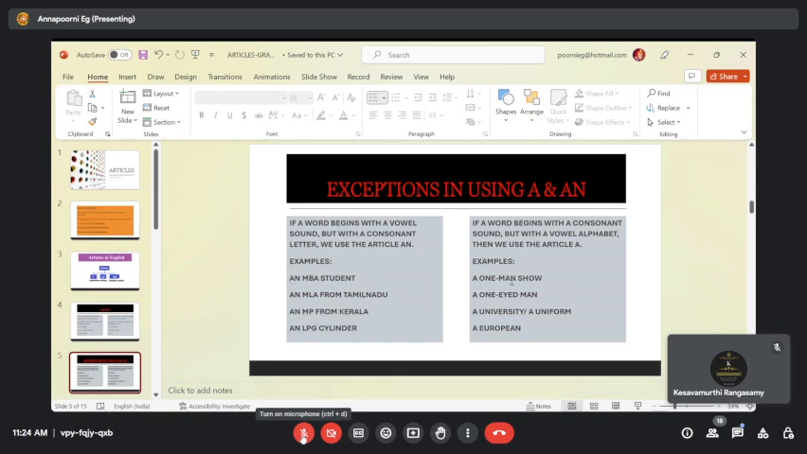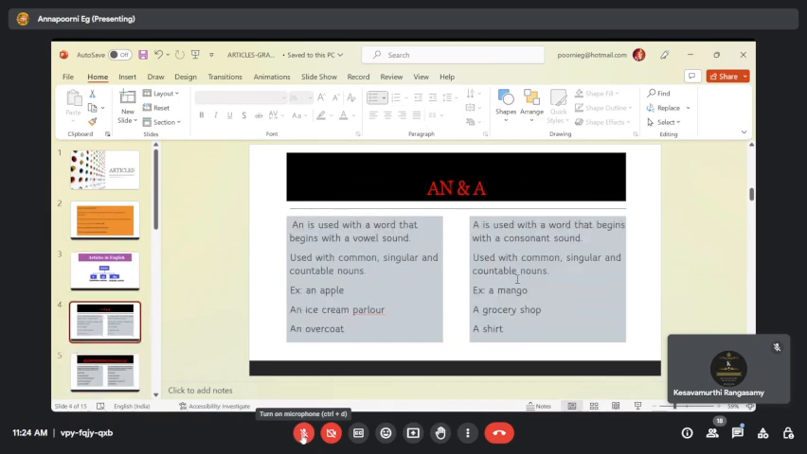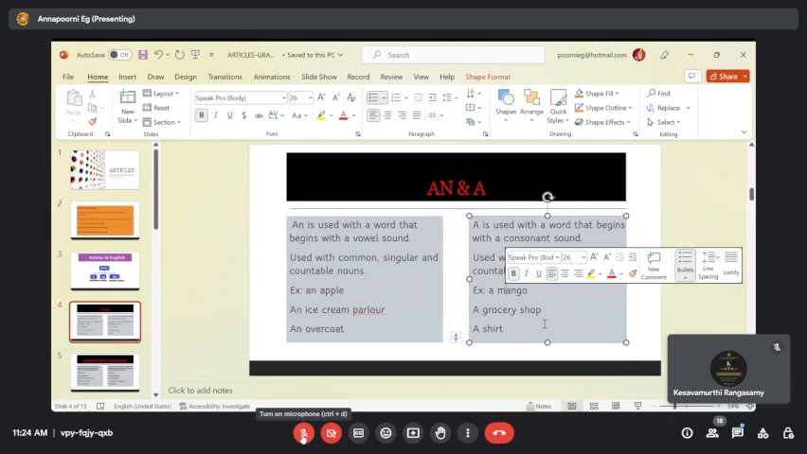So now, again coming to a. We generally use a with words that begin with a consonant. That is, a mango, a grocery shop, a shirt. So M, G, S, all these letters are consonants, right? M is a consonant, G is a consonant, S is also a consonant.